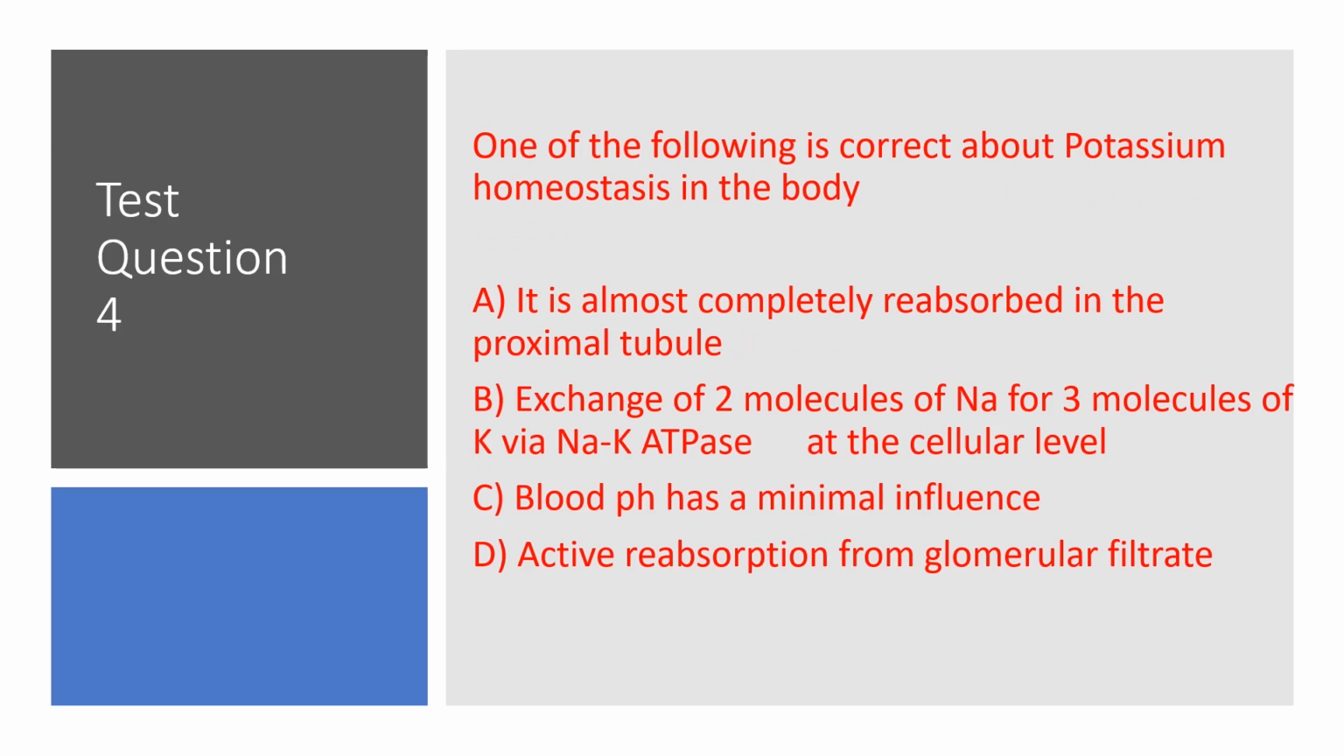Question 4 says, one of the following is correct about potassium homeostasis in the body. Option A, it is almost completely reabsorbed in the proximal tubule. That's potassium. Option B says that there is exchange of 2 molecules of sodium for 3 molecules of potassium through the sodium-potassium ATPase at cellular level. Option C says that blood pH has a minimal influence on potassium homeostasis. Option D says that there is active reabsorption from glomerular filtrates regarding potassium metabolism. So pick any of the correct answers and let's discuss them in the comment section.